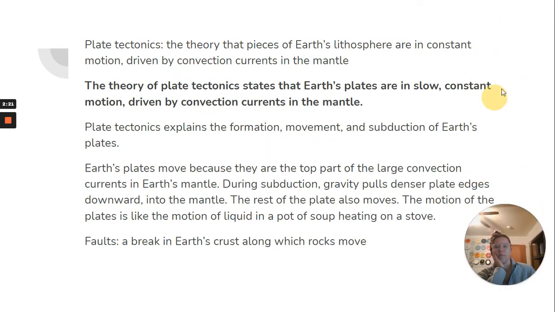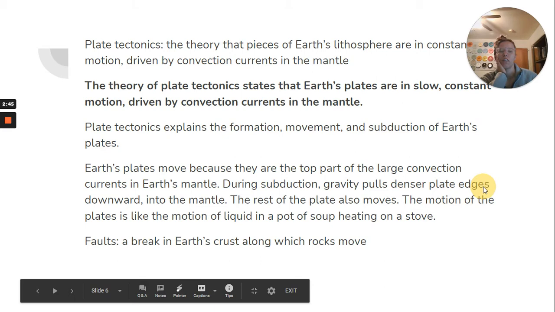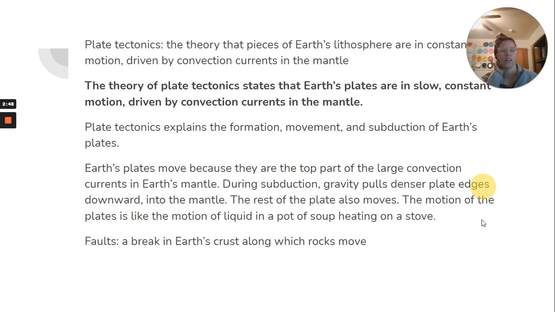So plate tectonics, the theory that pieces of Earth's lithosphere are in constant motion, driven by convection currents in the mantle. So the theory of plate tectonics states that Earth's plates are in slow, constant motion, driven by convection currents in the mantle. Plate tectonics explains the formation, movement, and subduction of Earth's plates. So Earth's plates move because they are at the top part of the large convection currents in Earth's mantle. During subduction, gravity pulls denser plate edges downward into the mantle. The rest of the plate also moves. The motion of the plates is like the motion of liquid in a pot of soup heating on a stove.